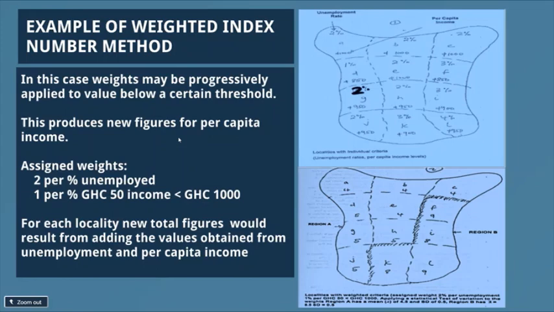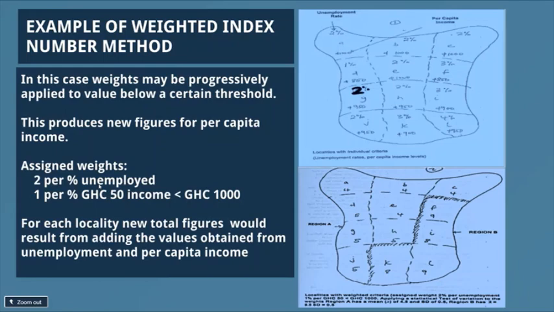In this case, these are the weights we are assigning to delineate our region. One, we have 2 by unemployment percent. So for every percentage of unemployment, we're going to multiply it by 2 in order to amplify the effects of unemployment in the delineation process. Then 1 per 50 Ghana cedis income for every 1,000 Ghana cedis.